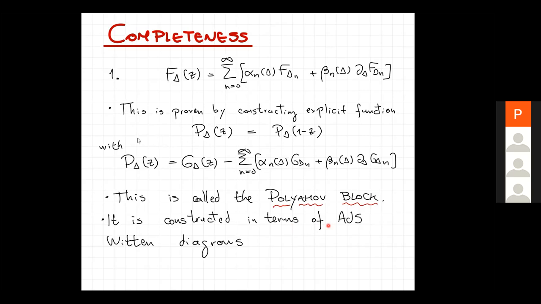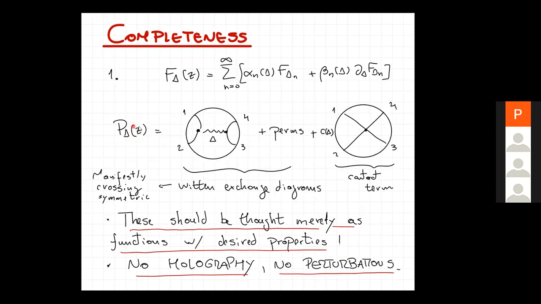So concretely, these Polyakov blocks come in two varieties. They could be bosonic or fermionic. I've omitted the labels B and F here, but you should think that I can write this equation with a B or with an F everywhere. There are two kinds of Polyakov blocks as well. And this Polyakov block is basically just the sum of some Witten exchange diagrams in AdS2.